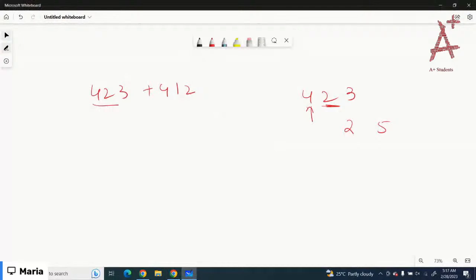2 is less than 5. Got it? That means you have to round on the same 100. 4 and replace the other two digits with 0. So it would be rounded off to 400. So 423 is rounded off to 400. Got it?